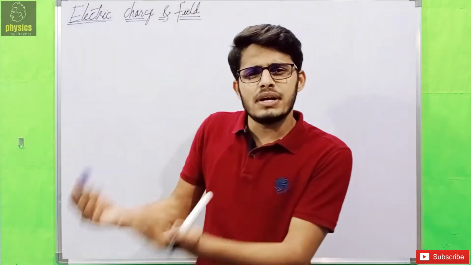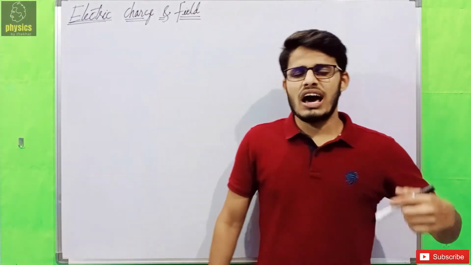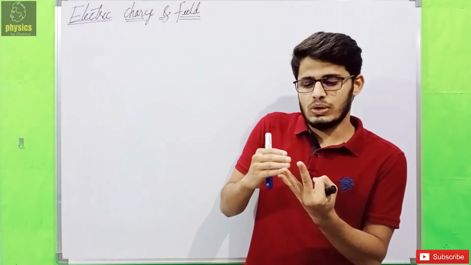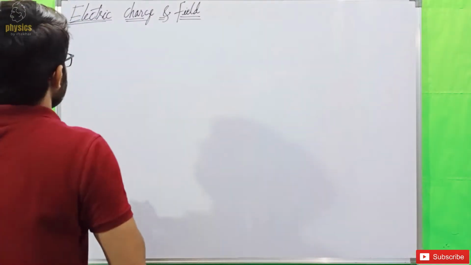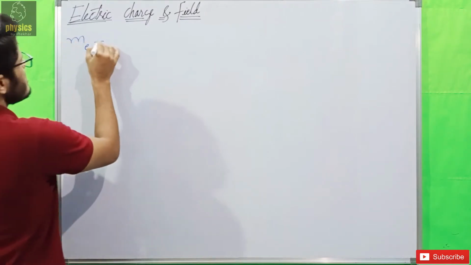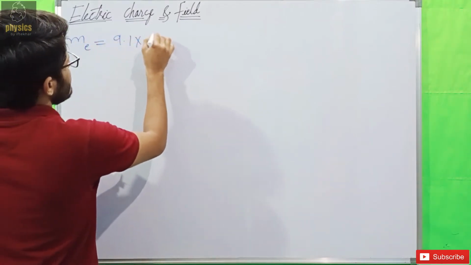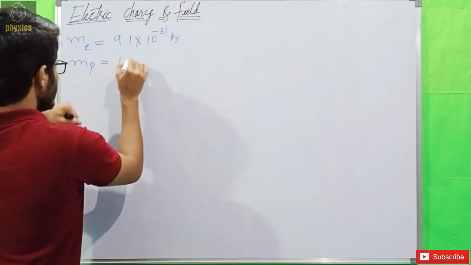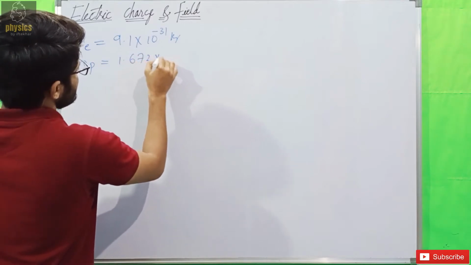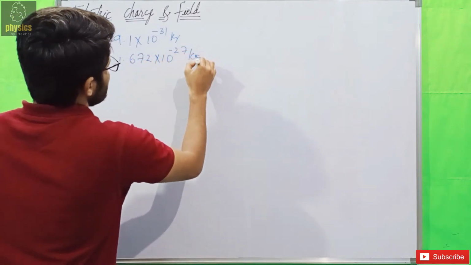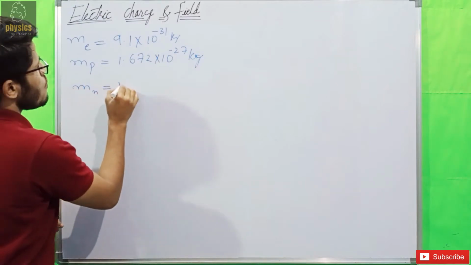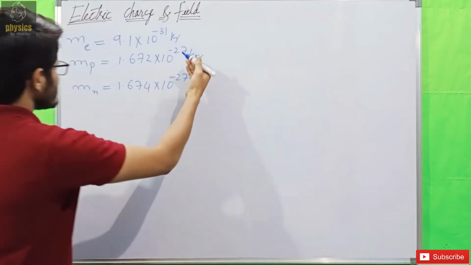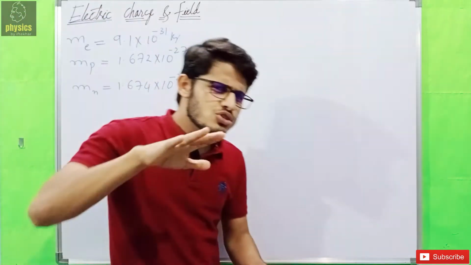There are other particles also, like photon, alpha particle, gamma particle, but these three are the fundamental particles. These three particles have masses. The mass of the electron is 9.1 × 10^-31 kg, the mass of the proton is 1.672 × 10^-27 kg, and the mass of the neutron is 1.674 × 10^-27 kg. The mass of the proton and the mass of the neutron are almost the same.